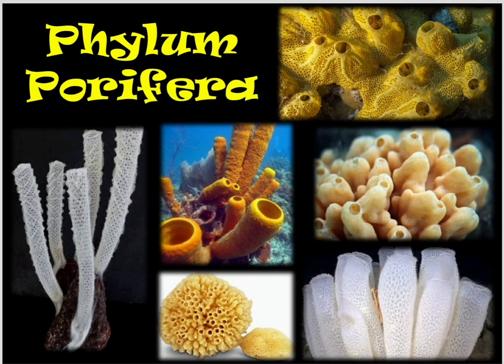Their spongy body is supported by spiny fibers. Okay, so if you try to touch a sponge, it will be very prickly. It is very spiny, and these spines are made up of calcium carbonate or of silica. So the spiny body of the animals belonging to Porifera, the spines are made up of either calcium carbonate or of silica.